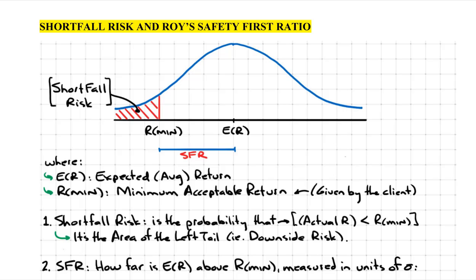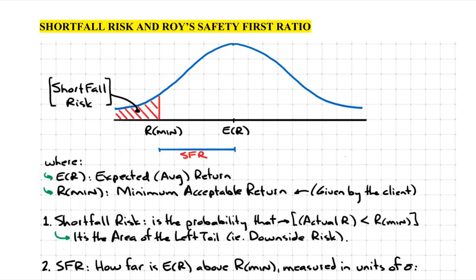Shortfall risk and ROI safety first ratio. So the framework we're going to use in order to analyze both shortfall risk and safety first ratio is this normal distribution, or the bell shape. And just very quickly, the horizontal axis indicates all the possible values for this random variable. And of course, what we're particularly interested in is the average return of all those possible values.